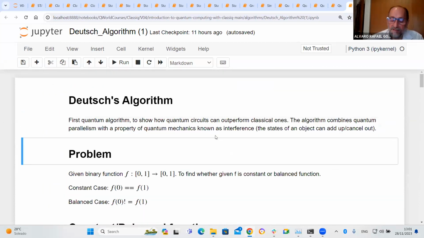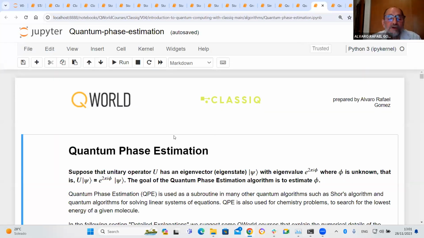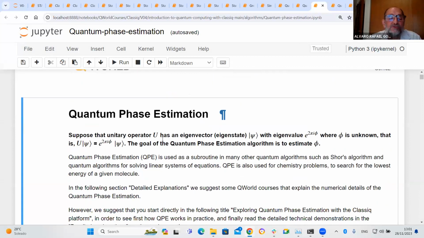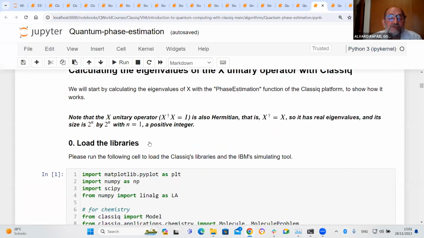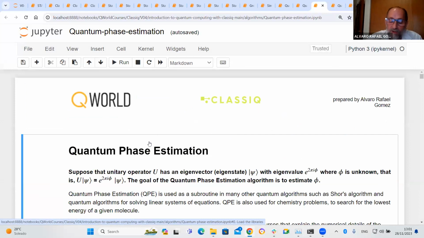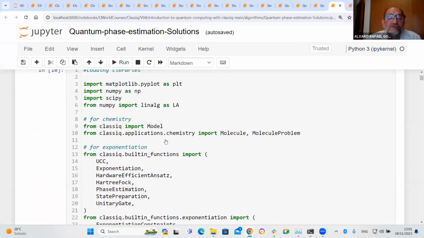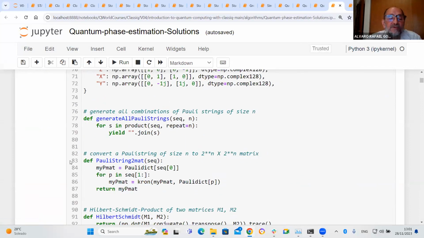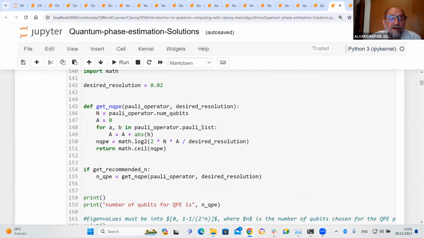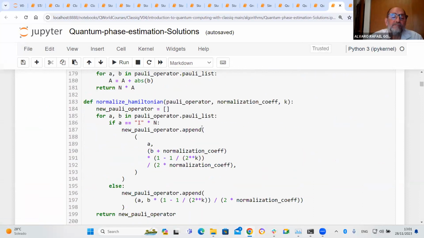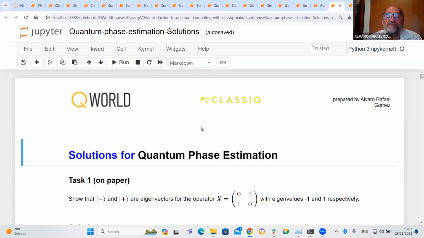The quantum phase estimation notebook is completed. This was done based on the Classiq tutorial, but we demonstrate with a lot of matrices how to optimize the circuit and how to operate with matrices of different forms. So it's very instructive.